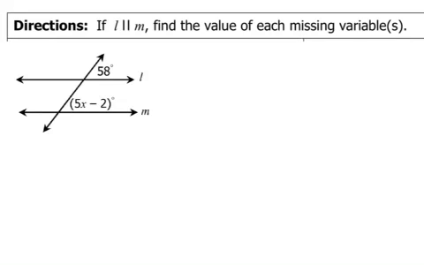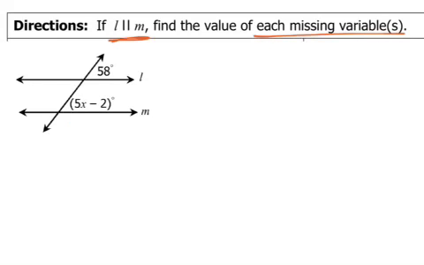Alright, so we're going to go through two examples of how to find a missing variable, a value for a variable, given angle relationships with parallel lines and transversals. In this first example, they tell us that L is parallel to M, and they want us to find the value of each missing variable. So in this case, there's only one missing variable, that's x.